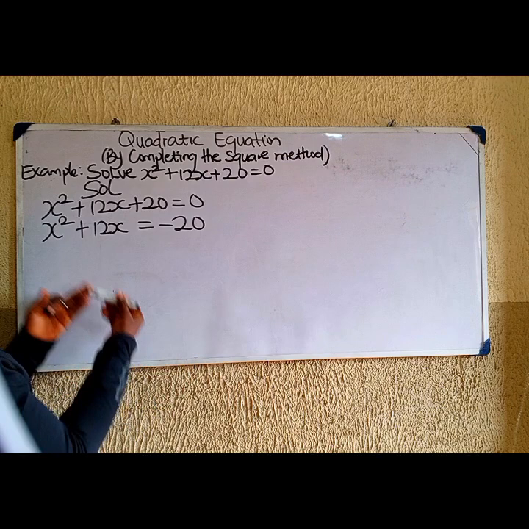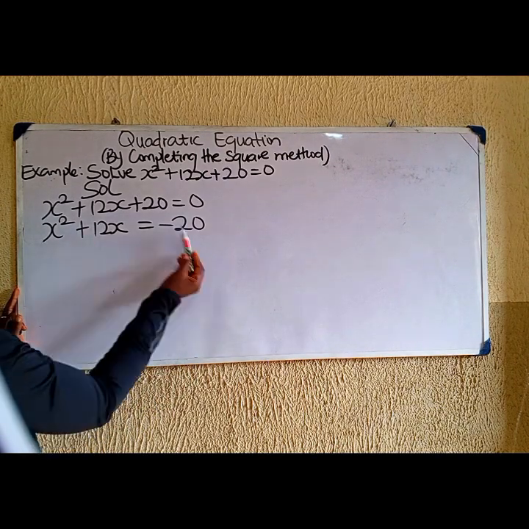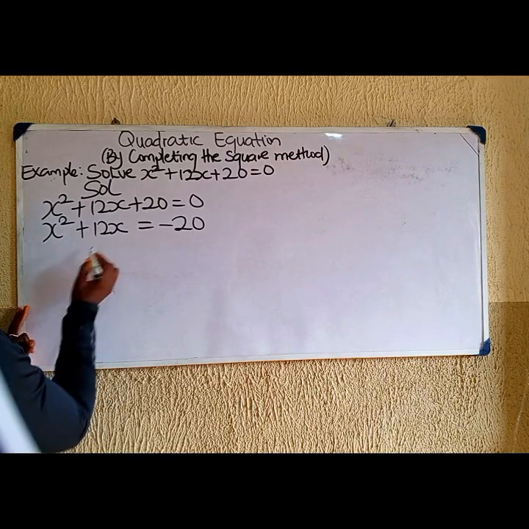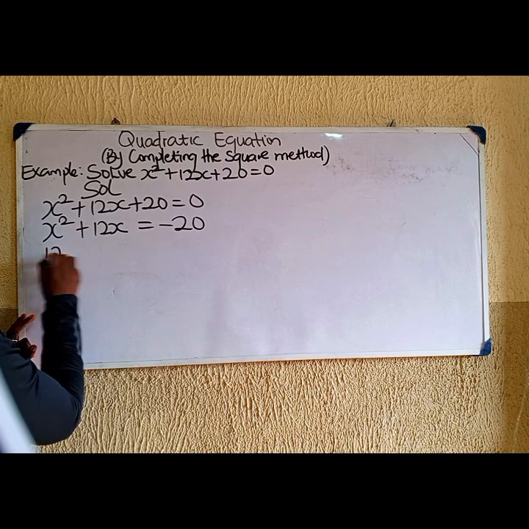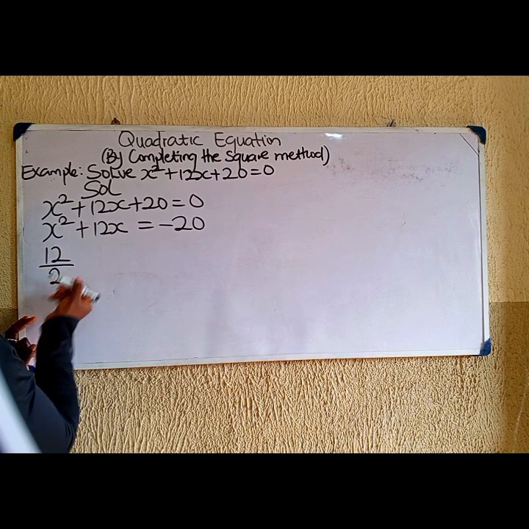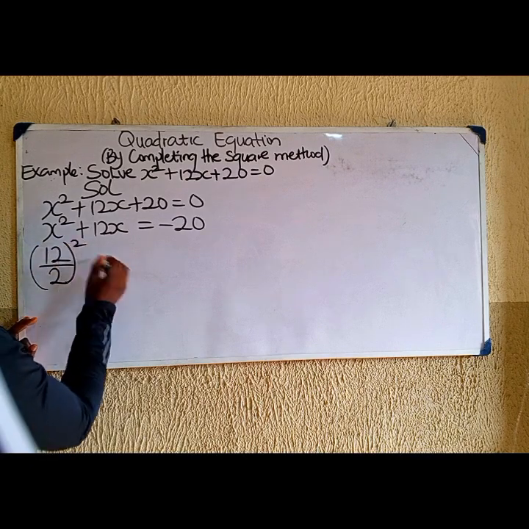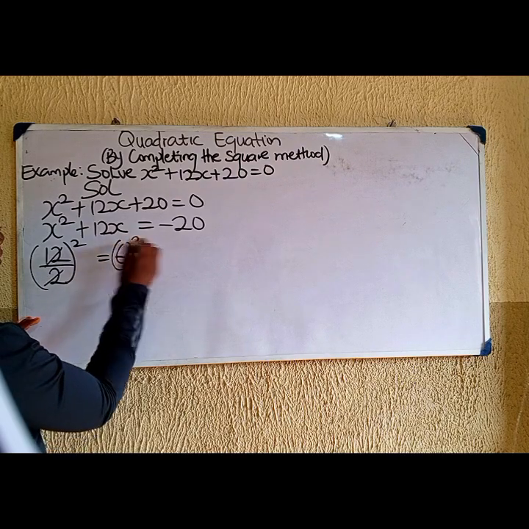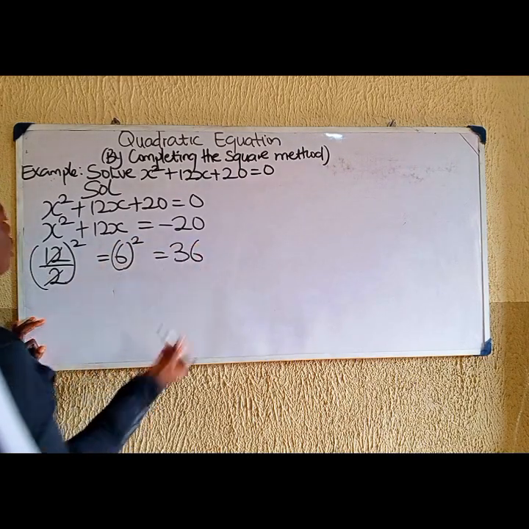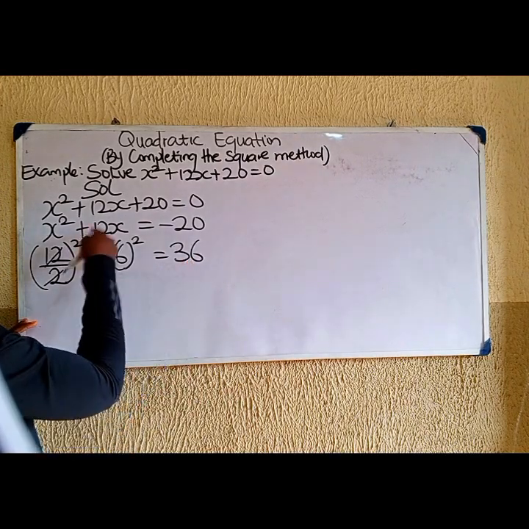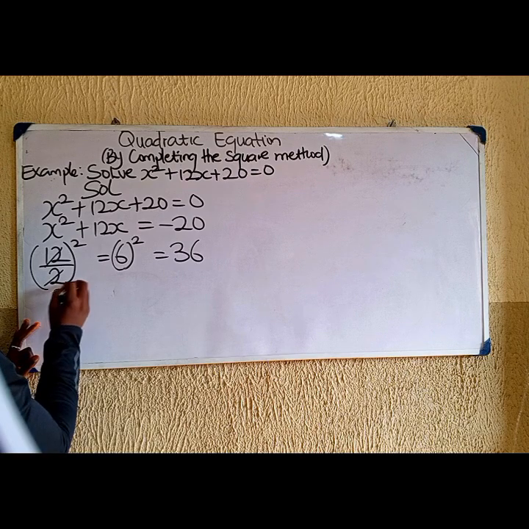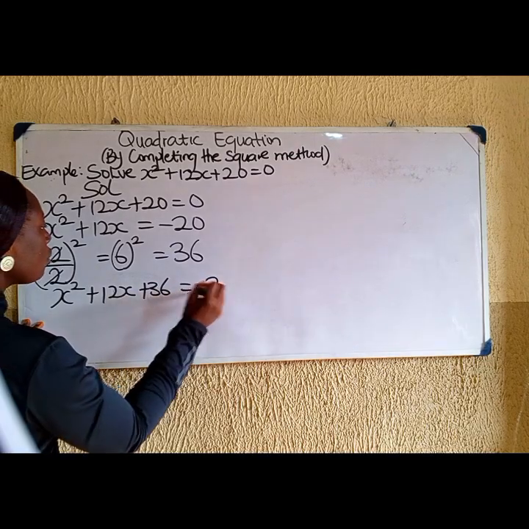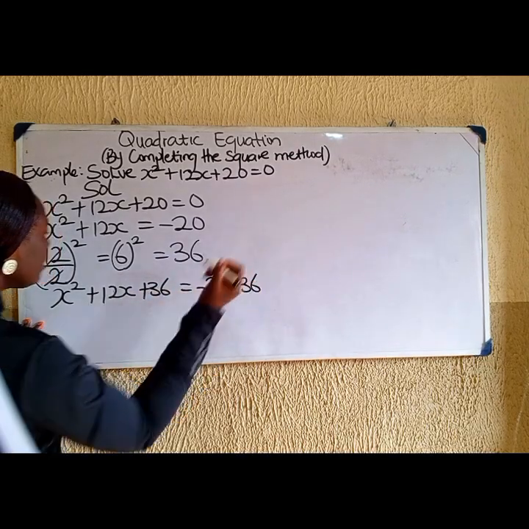The next step now is to add to both sides half of the coefficient of x, all squared. So first of all, what is the coefficient of x? The coefficient of x is 12, and half of it, 12 divided by 2, all squared. Half of 12 is 6, and 6 squared is equal to 36. So you are going to add 36 to both sides. So I have x squared plus 12x plus 36 equals minus 20 plus 36.